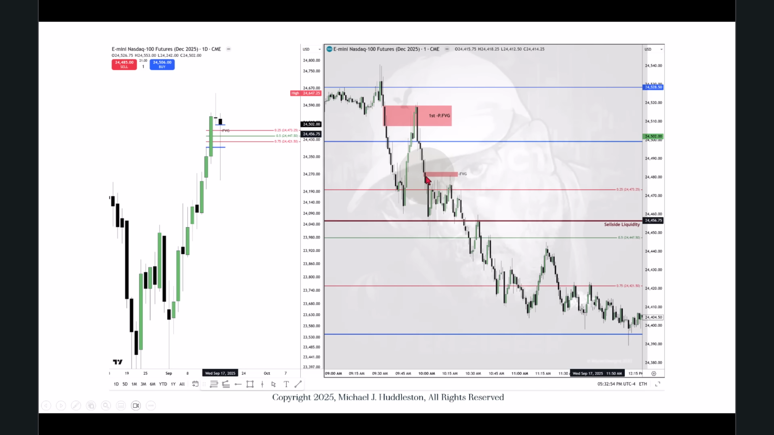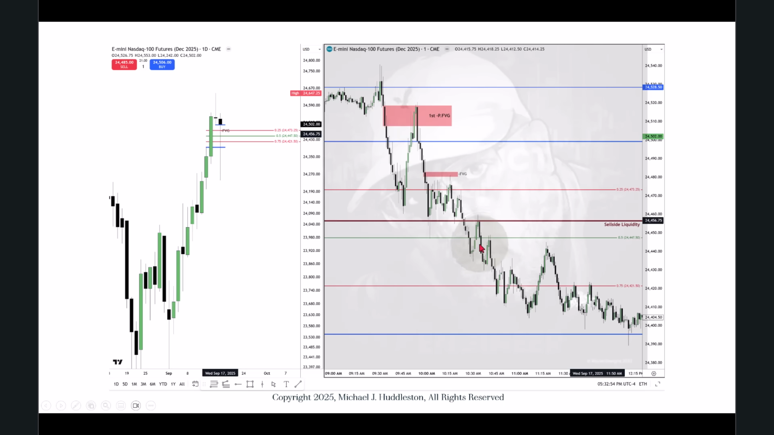So we have a convergence of fair value gap and venom because we have this pass through on the upside, this pass through on the downside. So it can appear just like that. And it isolates all this price action right here. So it hits it and then moves lower.